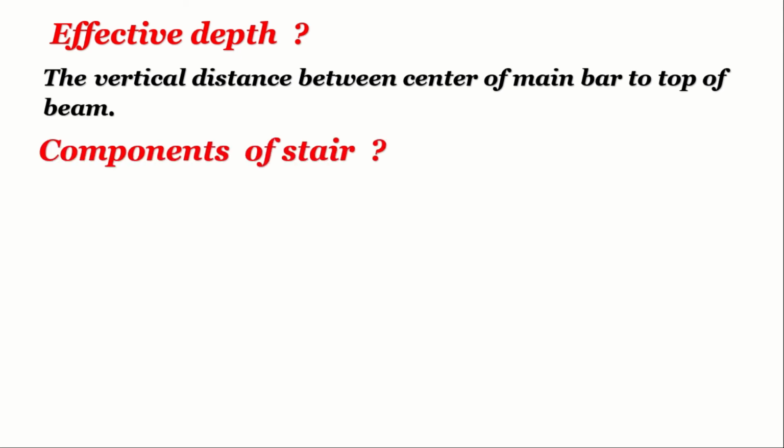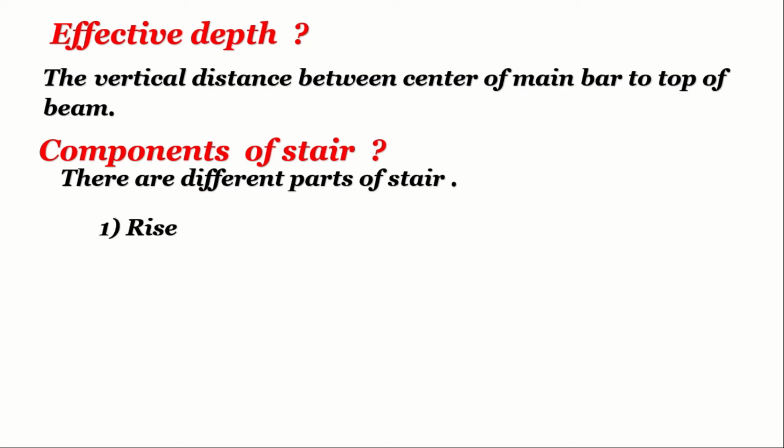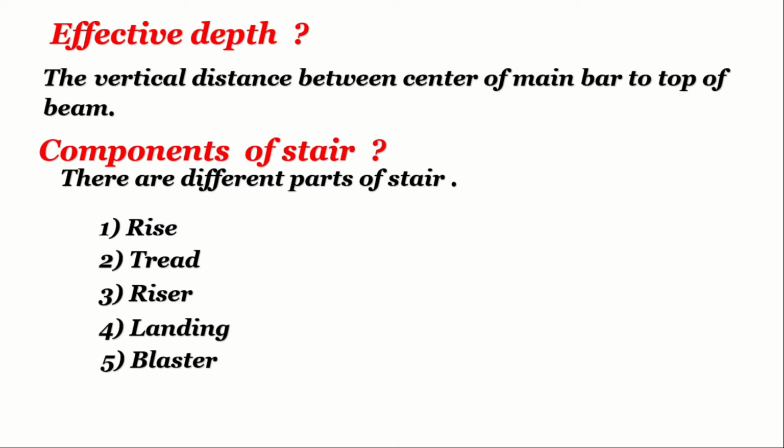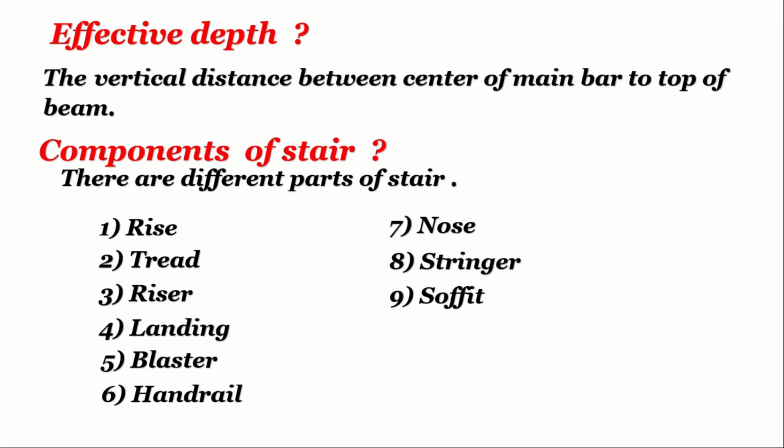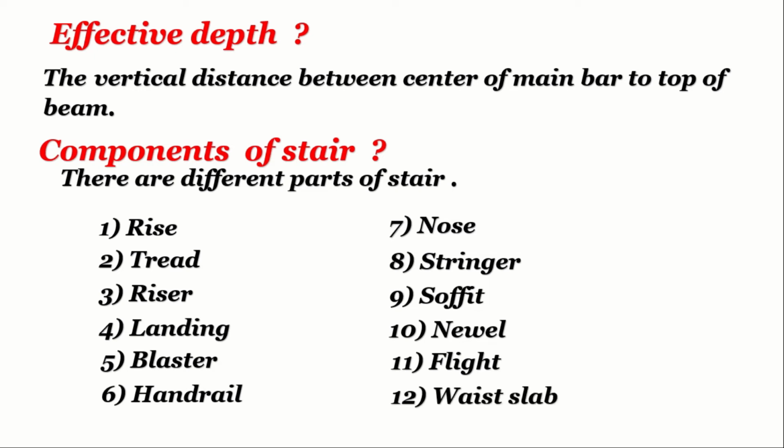Components of stair. There are different parts of stair. 1. Rise. 2. Tread. 3. Riser. 4. Landing. 5. Baluster. 6. Handrail. 7. Nose. 8. Stringer. 9. Soffit. 10. Newel. 11. Flight. 12. Waist slab.